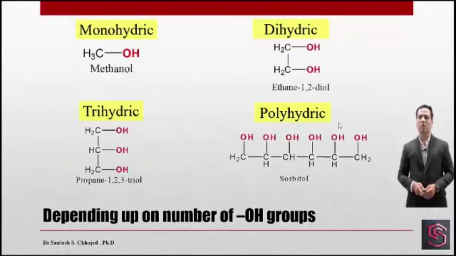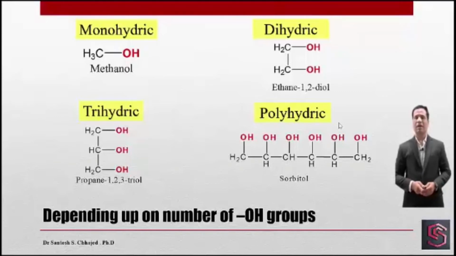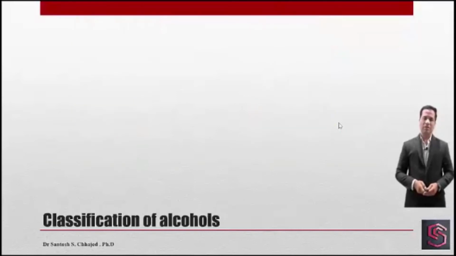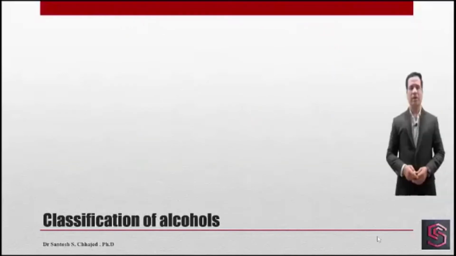So depending upon how many OH groups they contain, monohydric alcohol contains only one OH group in the structure. The simplest example is methanol, whereas dihydric alcohols contain 2 hydroxyl groups in the structure. Trihydric contains 3 hydroxyl groups in their structure, whereas polyhydric alcohols are the ones which contain more than 4 hydroxyl groups in their structure, and an example is sorbitol, which contains 6 hydroxyl groups in its structure.